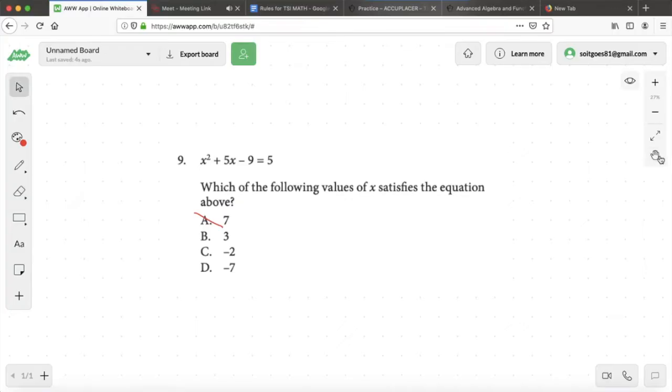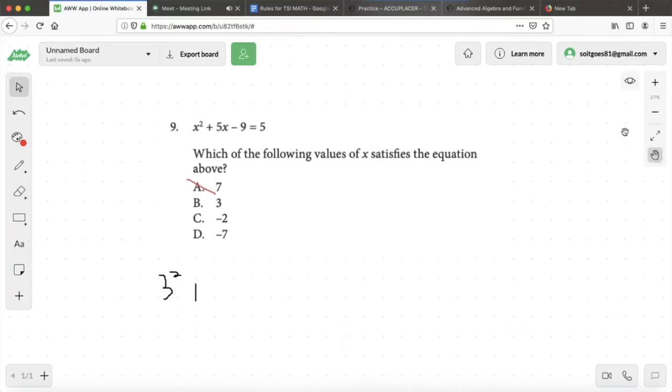Okay. So 3 squared plus 5 times 3 minus 9 equals 5. Let's calculate. Can we simplify that a little bit? So it'd be like 11? No, 12?